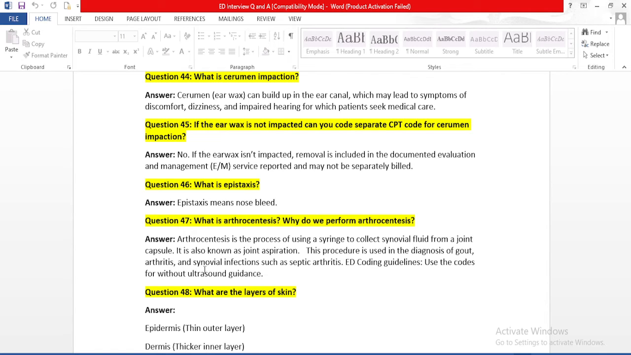So what is cerumen impaction? Cerumen can build up in the ear canal, which may lead to symptoms of discomfort, dizziness, and impaired hearing, for which the patient seeks medical care.